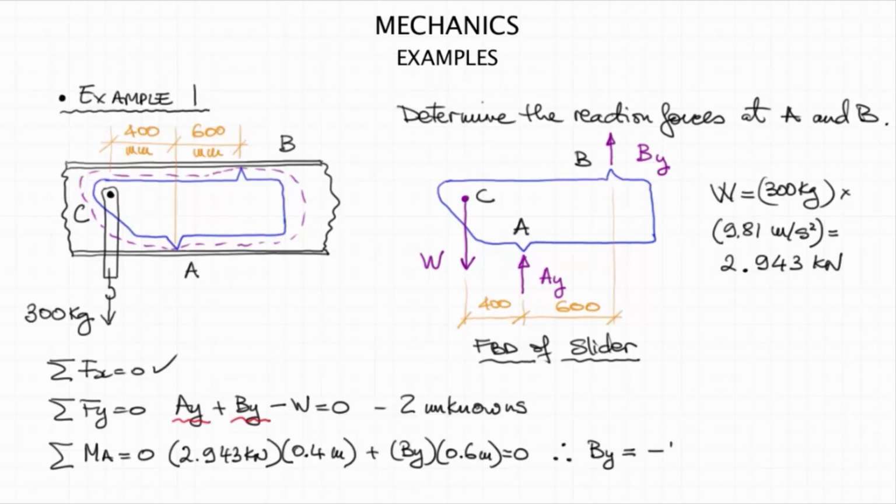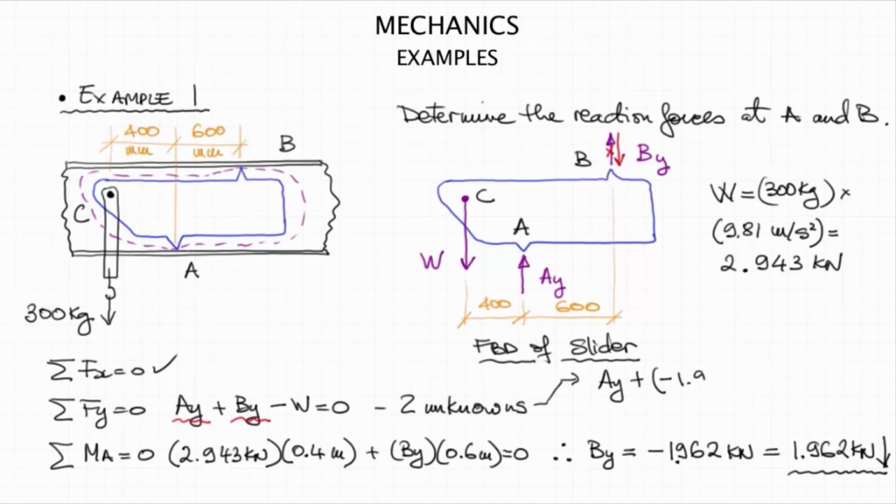So from the third equation, we can quickly solve for By, which will result as negative 1.962 kilonewtons, meaning that the original direction that we assumed, and we should always assume the positive direction of the forces, so going up, was wrong. This is the meaning of the negative sign. So therefore, in this case, By will go downwards.